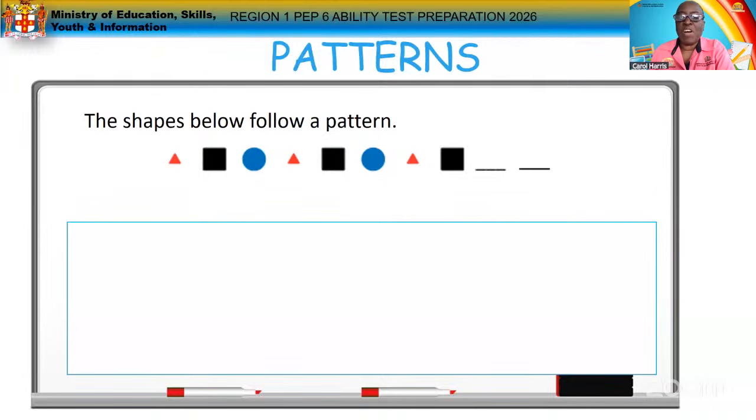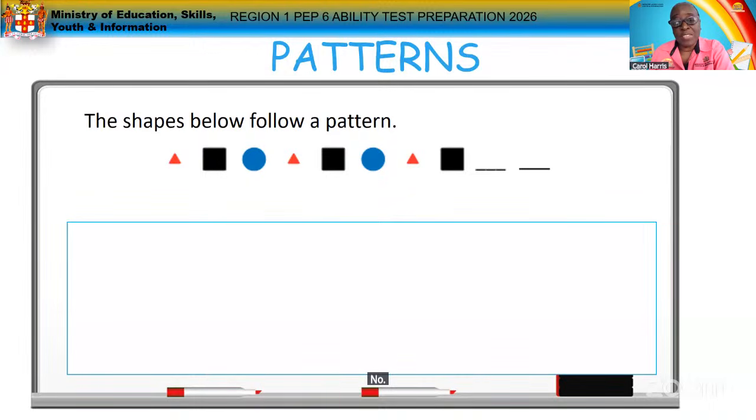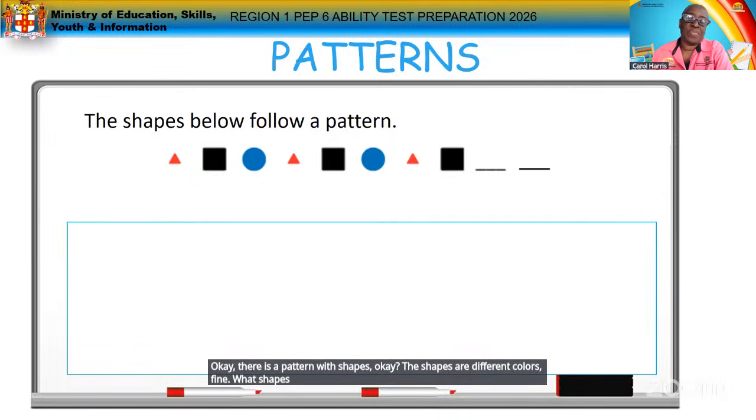It repeats over and over. What is repeating over and over in the shapes? What are the things in the pattern? Let's start there. Are they all the same? Is there a certain number? Let's talk about the pattern. Okay, there is a pattern with shapes. Okay, the shapes are different colors. Fine. What shapes do we have?